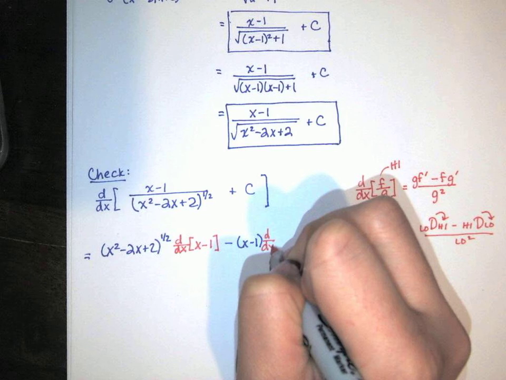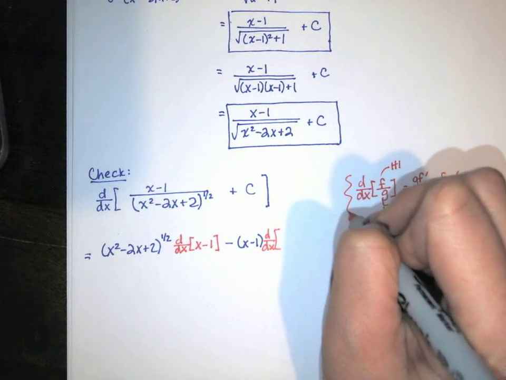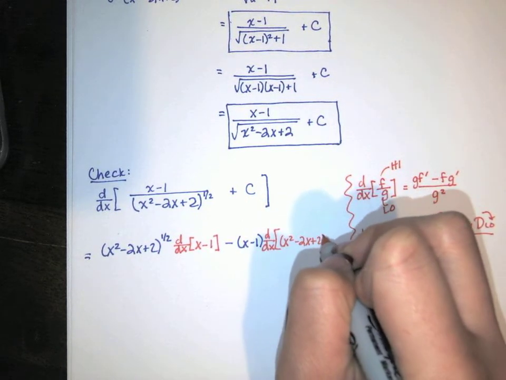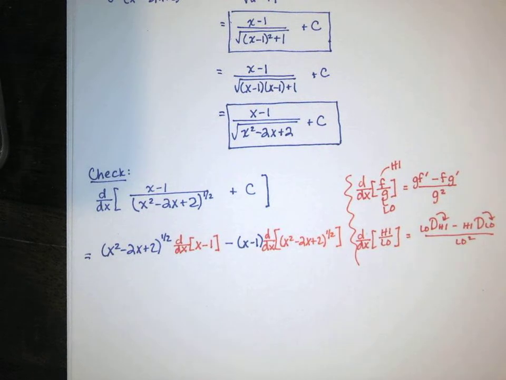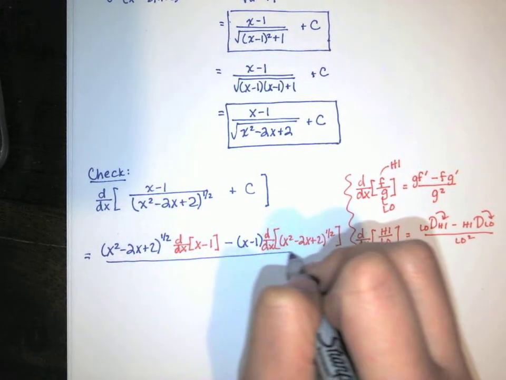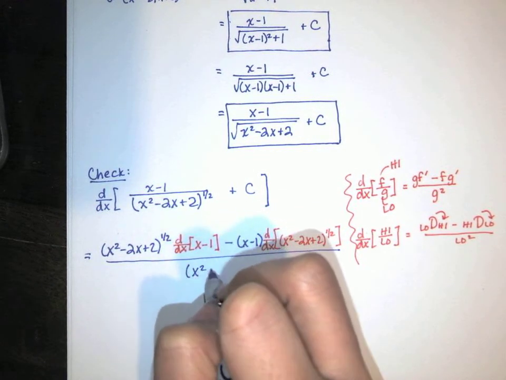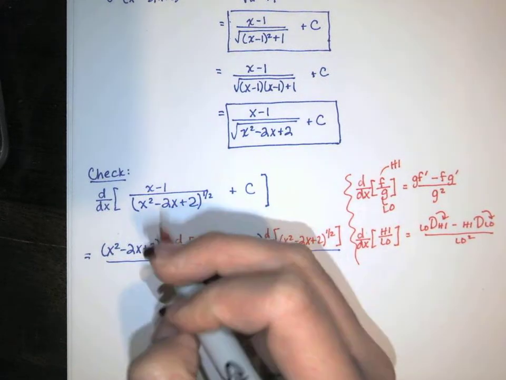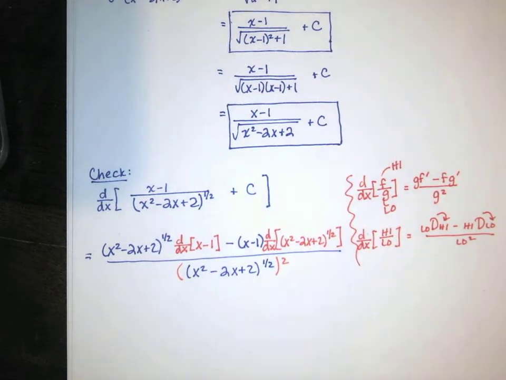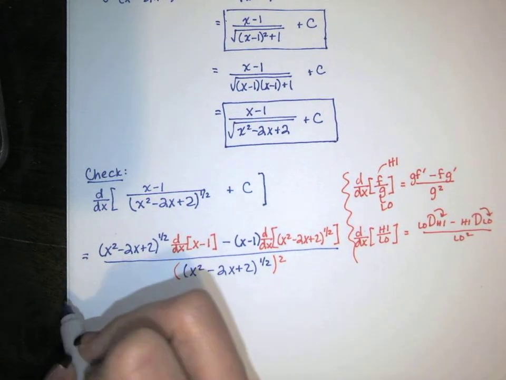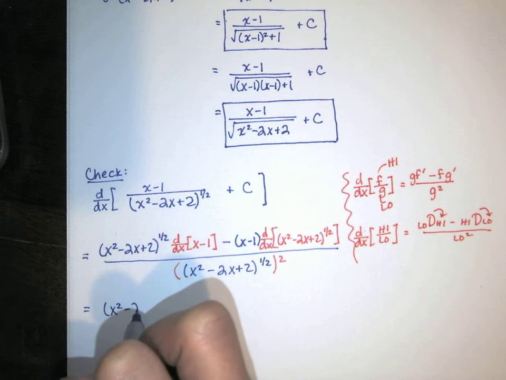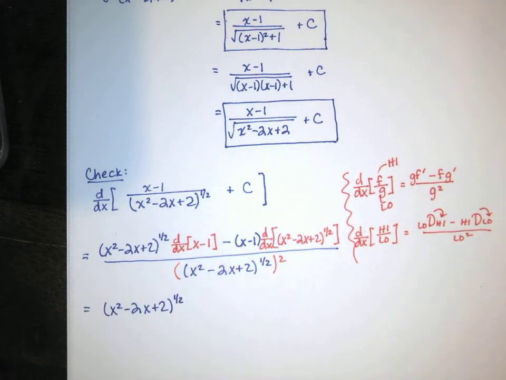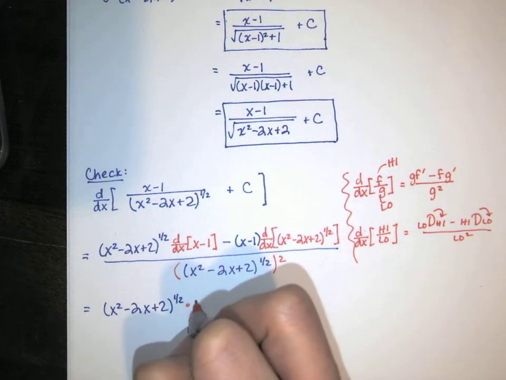A lot of work to do there. Didn't quite leave myself enough space. I'm just going to write it very small. All over low, low. Got that. Bam, I'm going to square it. All right, so we're here. Derivative of x minus 1, that's just 1, no problem.